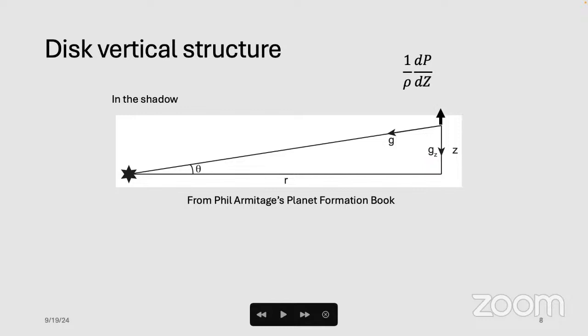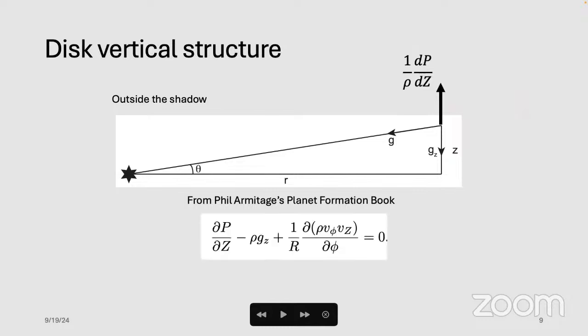But this is the case for an axisymmetric disk. If now the temperature changes as a function of the azimuth, then inside the shadow, because you have lower temperature, your pressure will be lower, so your pressure gradient will be lower. So this pressure gradient cannot support the gravity perfectly. The acceleration is pointing downwards. And on the contrary, if you are outside the shadow, your pressure is higher, so this pressure gradient will become higher, and the acceleration will be pointing upwards.